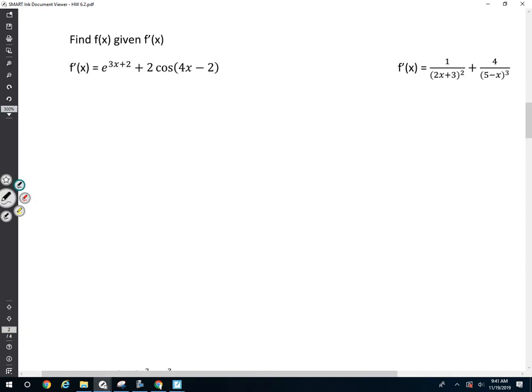Okay, find f given f prime. So this is just the same stuff. The antiderivative of e to the power is e to the power. So I need a 1/3 here. I got 2 sine. I'll need a 1/4. Don't forget your plus c.